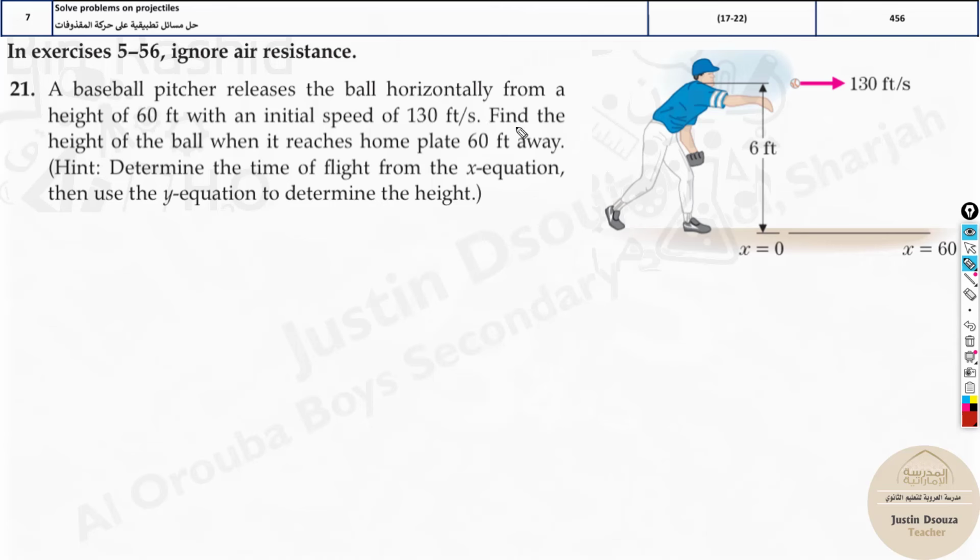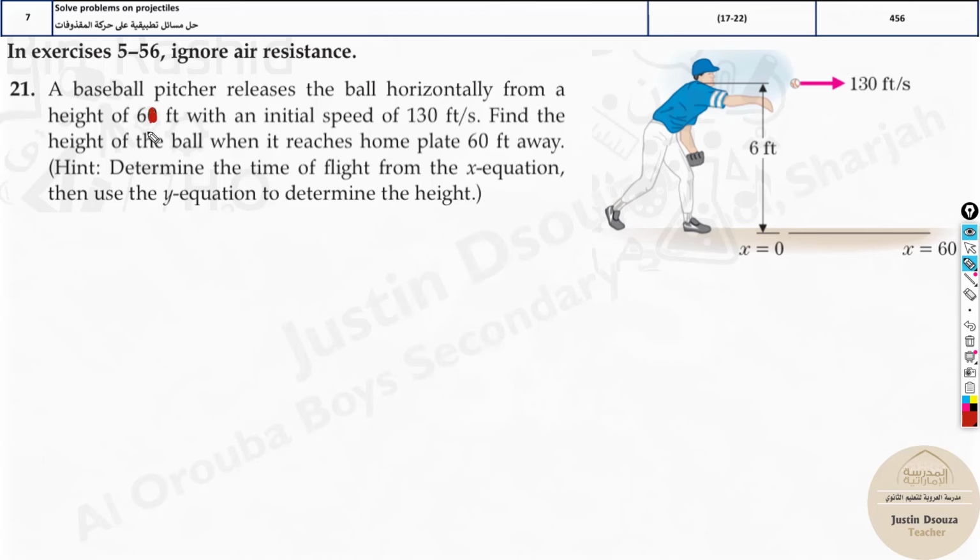Now, 1 minute, I'm just confused. From a height of 60 feet, it's not possible, you know. I think this is 6 feet. Why? Because 60 feet means it's 10 people who are 6 feet tall. It's not practically possible. This is an error in the question. It can't be 60 at all.